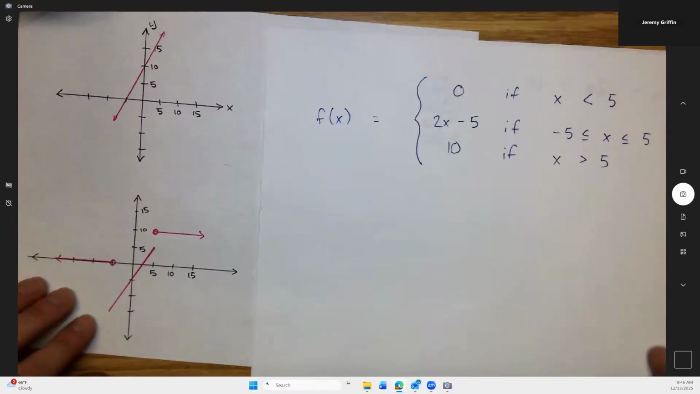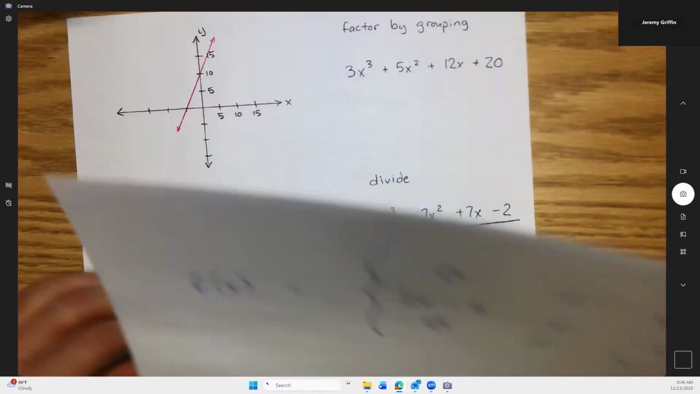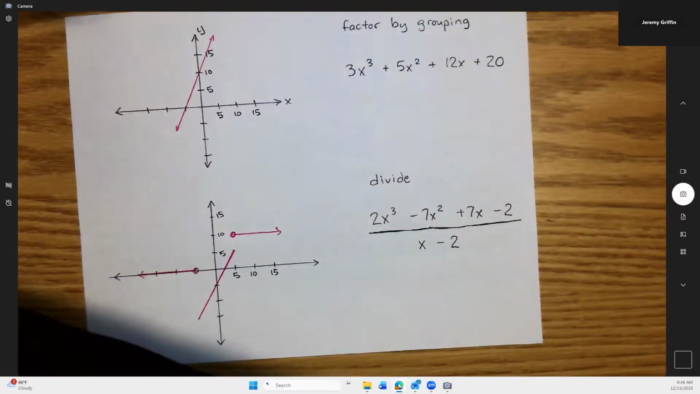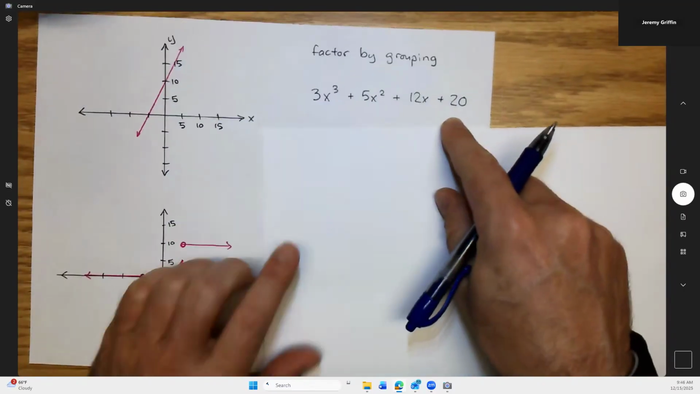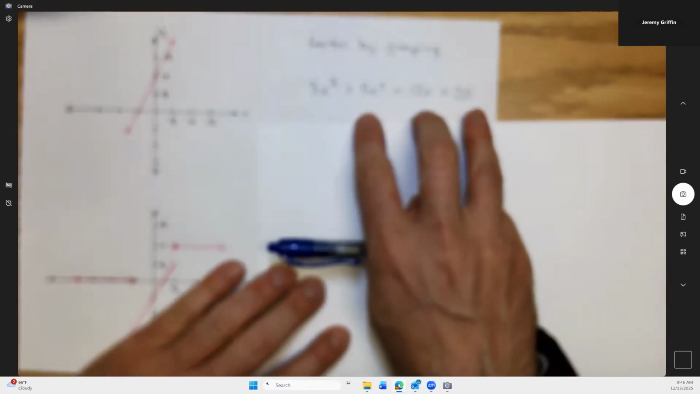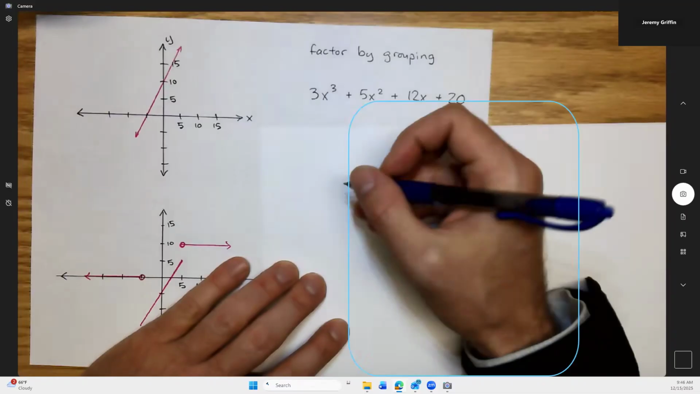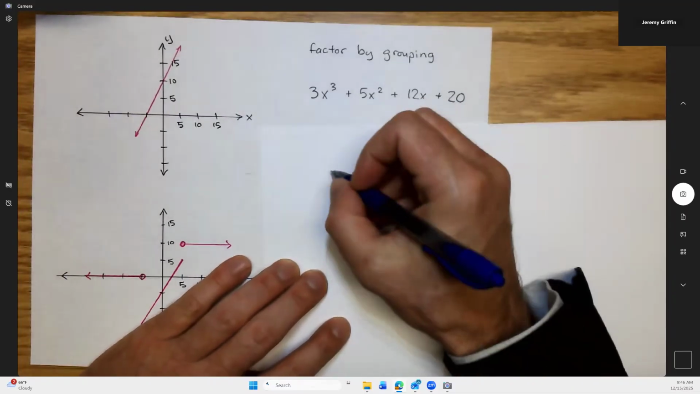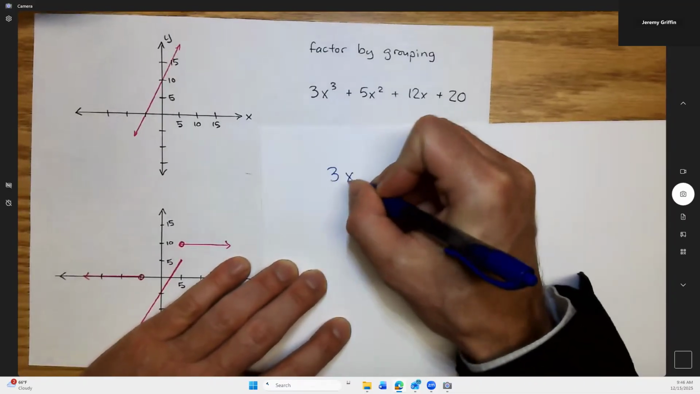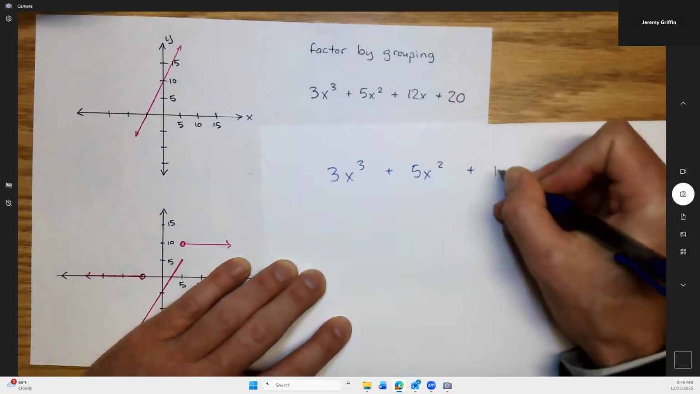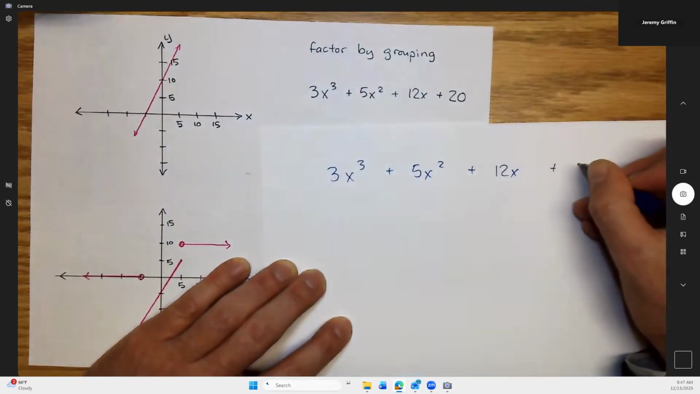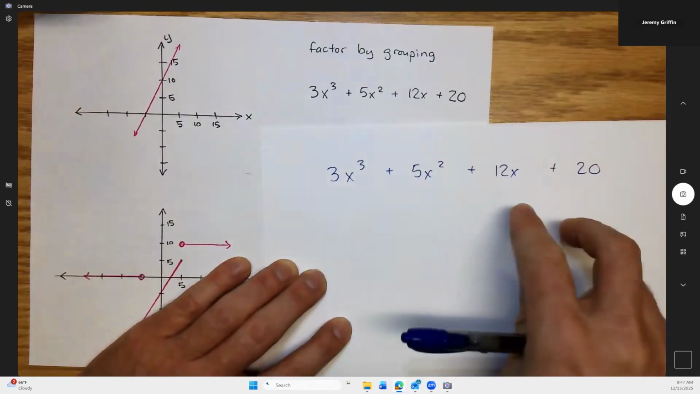Alright. Ooh, let's do factor by grouping. Alright, so this right here. There's probably at least 2 different ways to do this, and it'll lead you to the exact same answer. So we got 3x to the 3 plus 5x squared plus 12x plus 20. Okay. Looks like I have 4 terms.